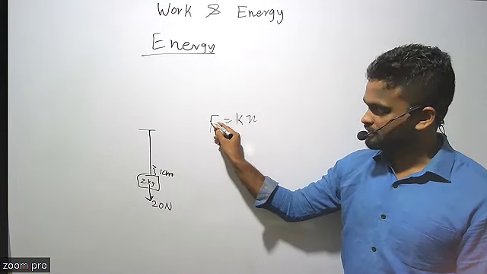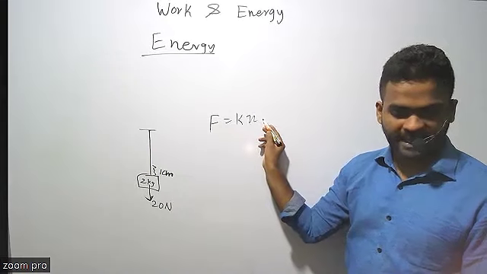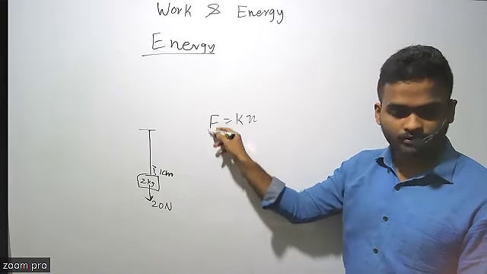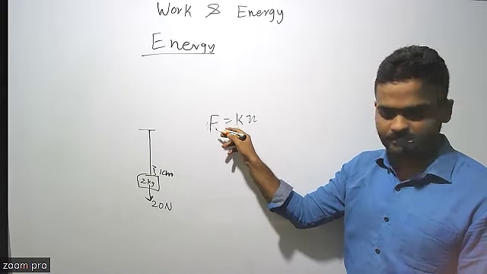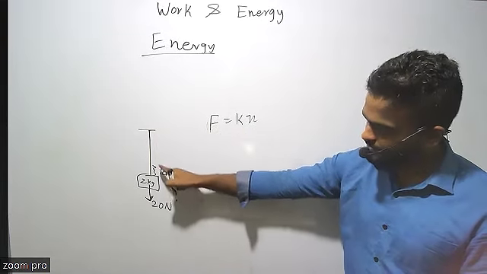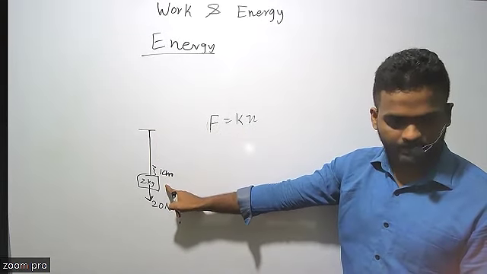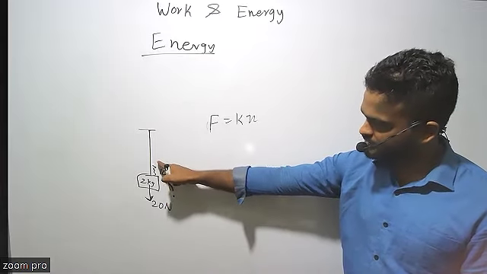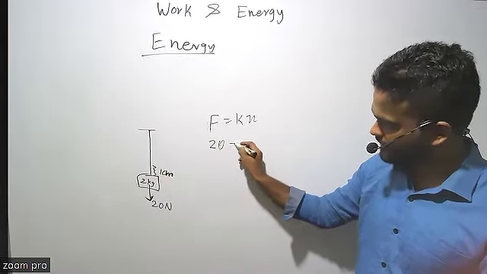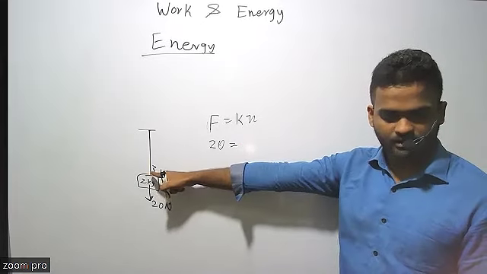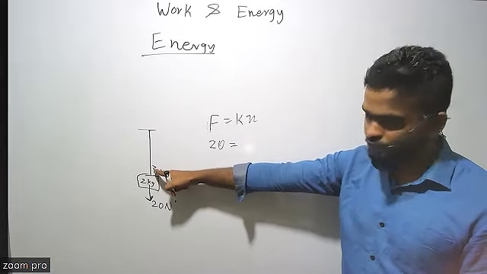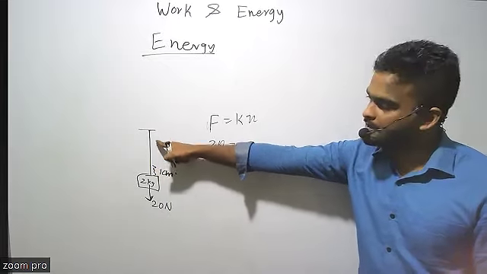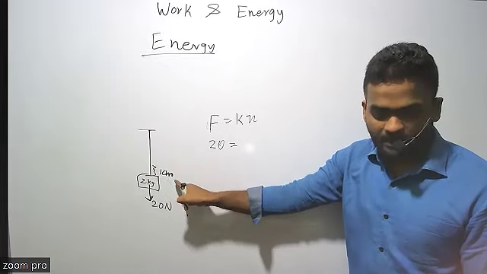This force is not a constant force. With x, when x increases, force also increases. So what is the force applied on the string? When you have a 20 Newton load applied, force applied on the string is 20. That is going to be the tension. So due to that force, the string extends by 1 centimeter.